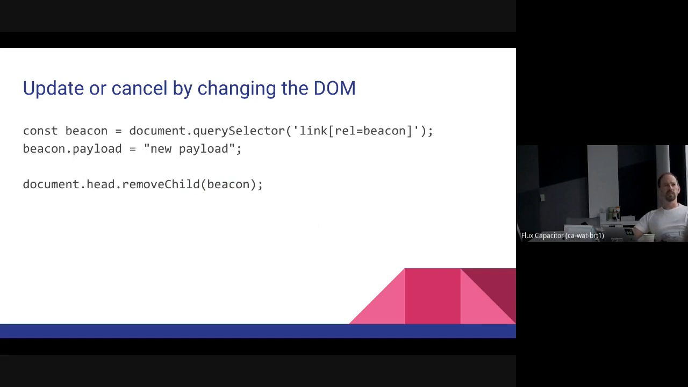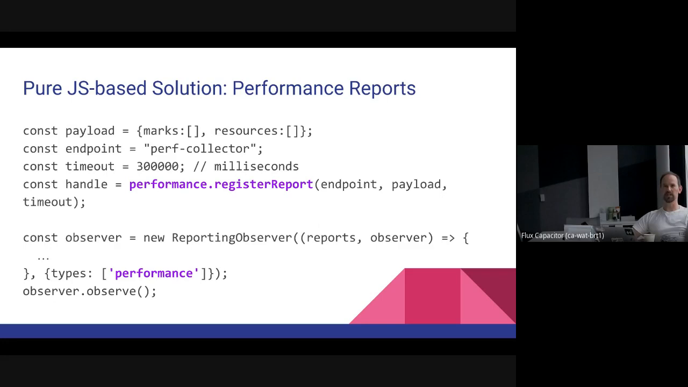So that's one of the proposals. The second one is very similar to what Yoav presented to TPAC, to this working group last year. And it's, let's do all of this in JavaScript. Let's extend the performance API and give it a way to queue up a beacon, to register a report that's going to have performance data and possibly any other payload that we want, and queue that in the browser.